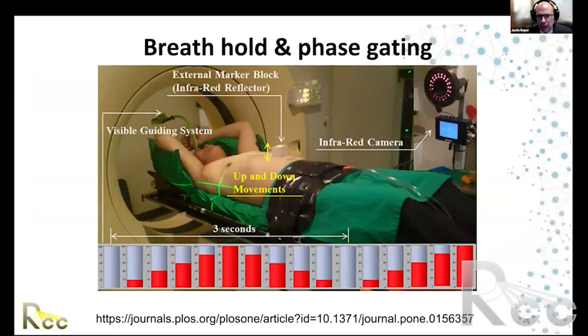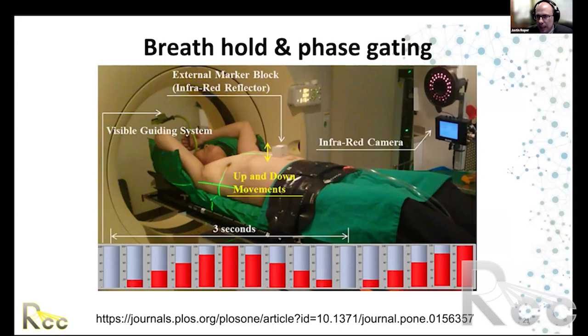And so in those instances, we may consider other forms of respiratory motion management that could be breath hold, in which case we ask the patient to either take in a deep breath and hold it, or we may, less commonly, ask the patient to breathe all the air out and then hold their breath in the expiration position. In either case, patient selection is key.